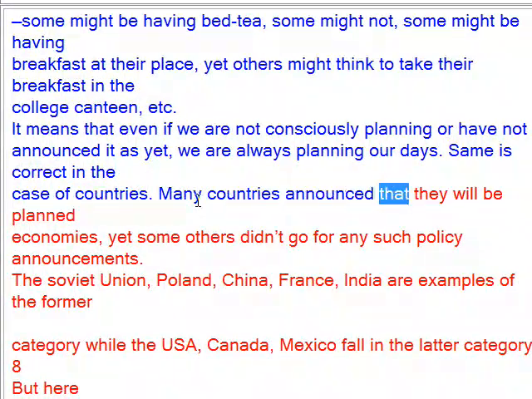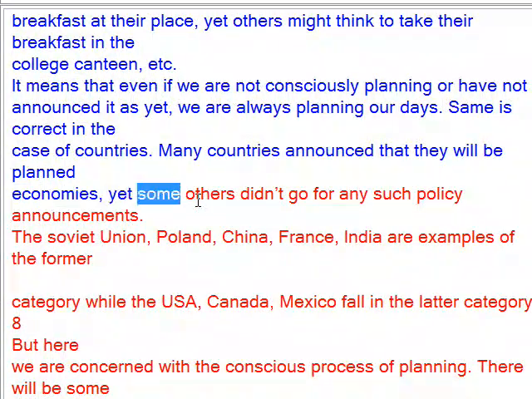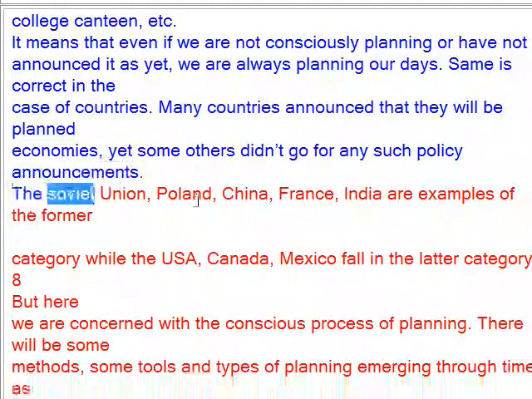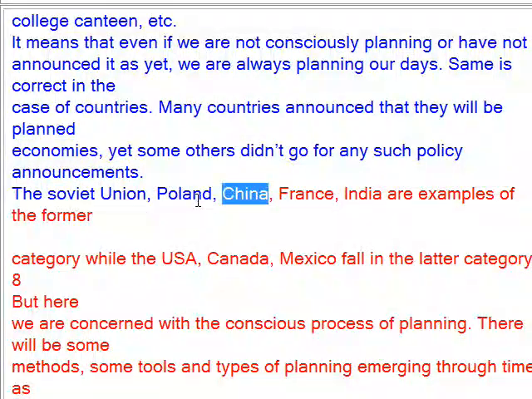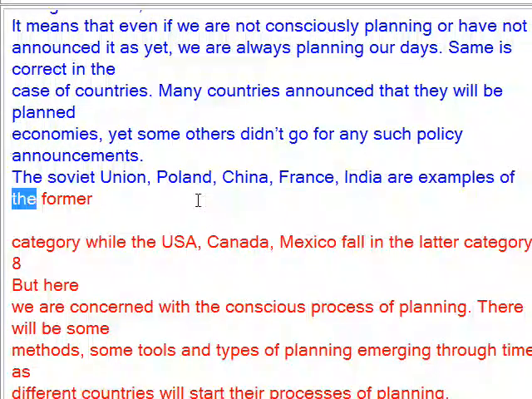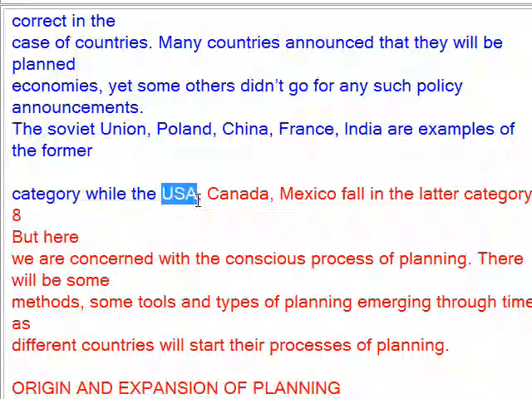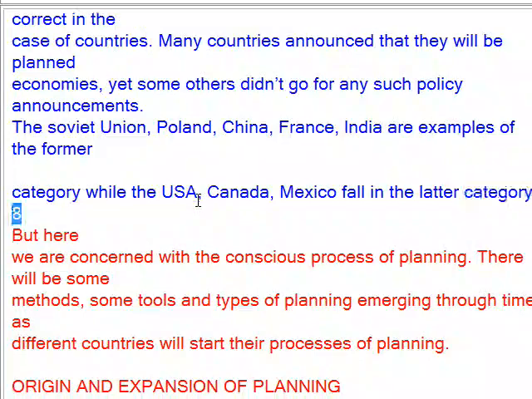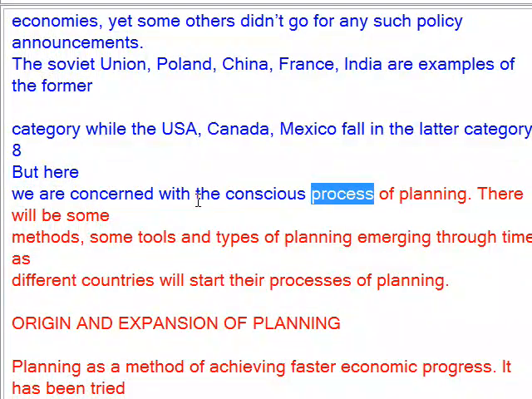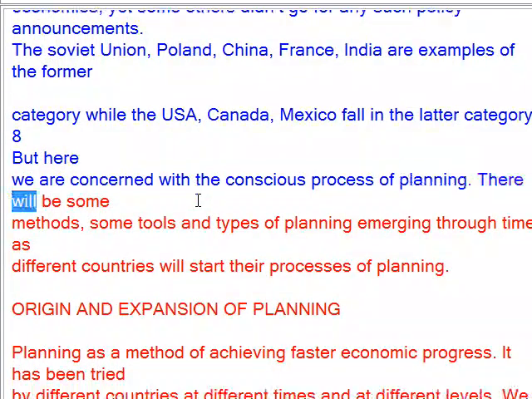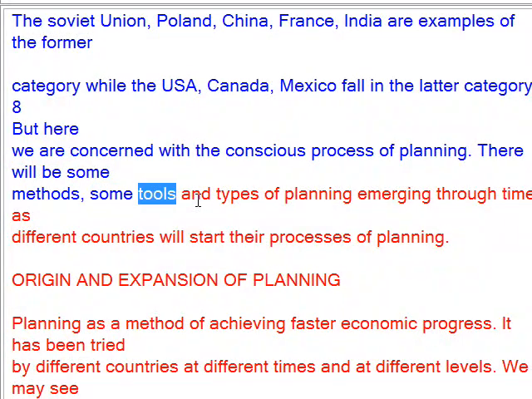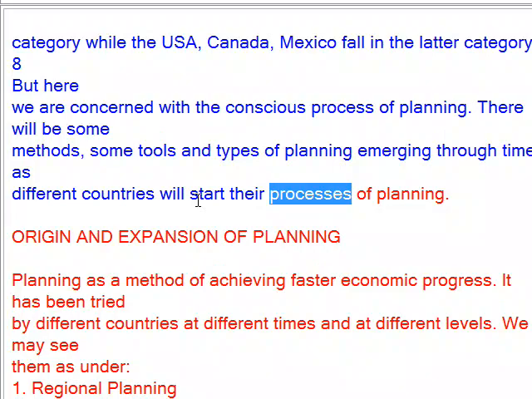Same is correct in the case of countries. Many countries announced that they will be planned economies, yet some others didn't go for any such policy announcements. The Soviet Union, Poland, China, France, India are examples of the former category, while the USA, Canada, Mexico fall in the latter category. 8. But here we are concerned with the conscious process of planning. There will be some methods, some tools and types of planning emerging through time as different countries will start their processes of planning.